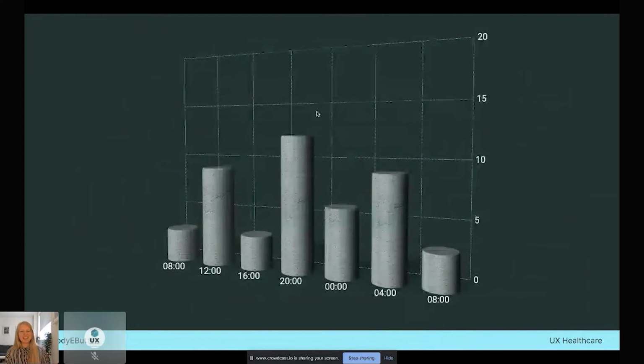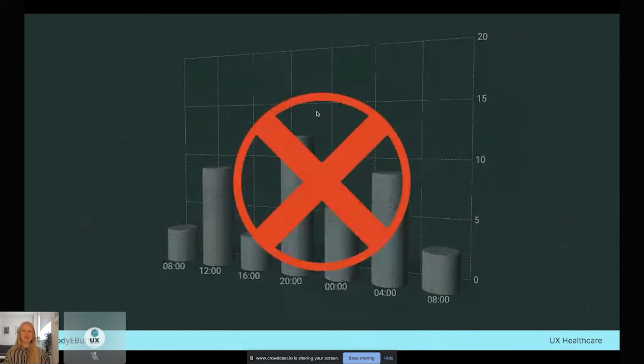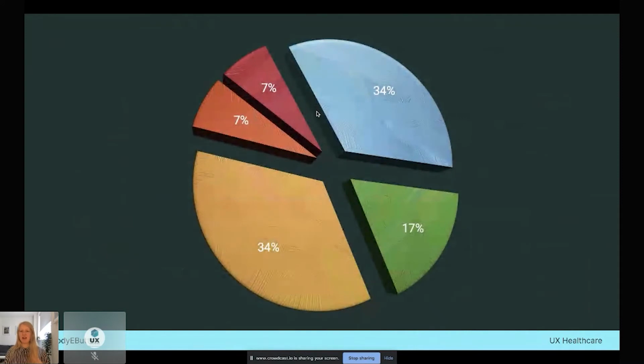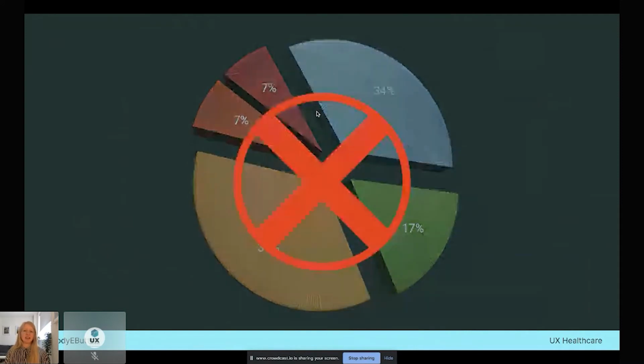Just a quick side note, please avoid any use of 3D or textures or skewing the data. All of these things just really distort and make it hard to interpret what the data is saying. But I still see it more often than you might think.